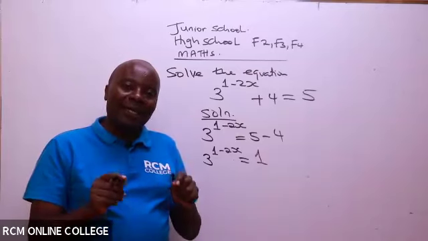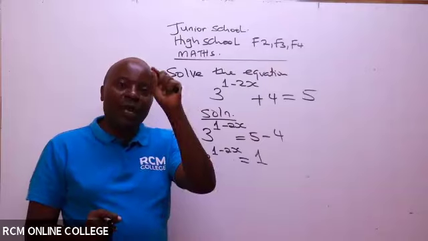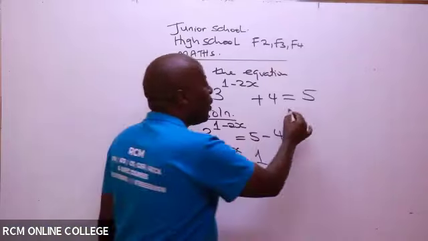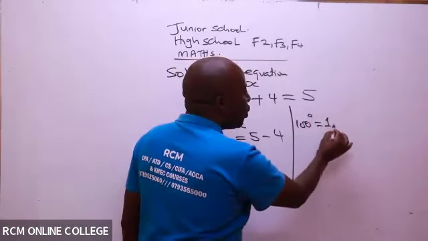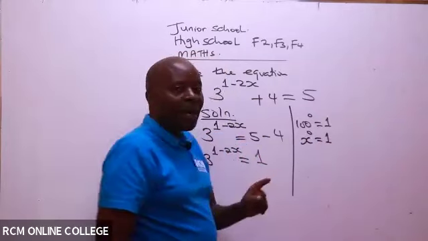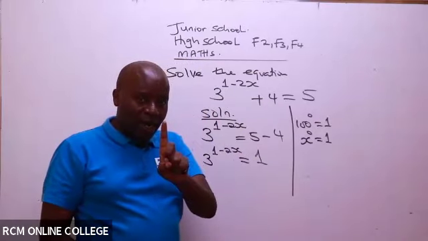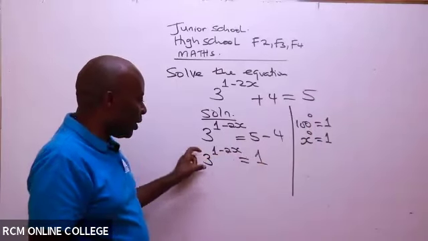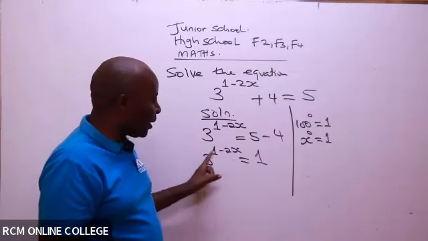Now, ladies and gentlemen, in mathematics, any value or number raised to power 0 is always equal to 1. So if you see 100 raised to 0, this will be 1. Even a letter raised to 0 will always be equal to 1. Why am I bringing up this concept? Because I would want the bases here to be the same. In exponents, we call this a base.